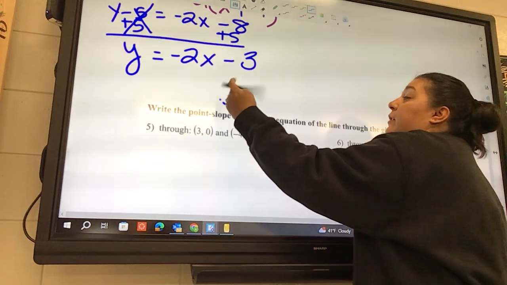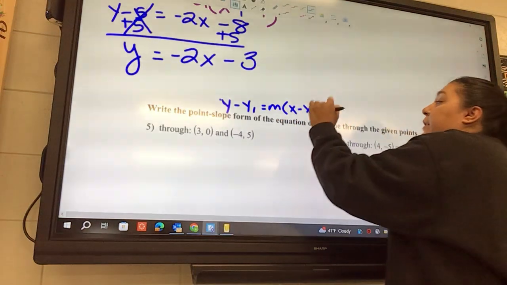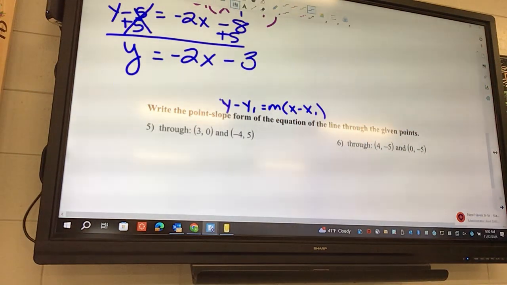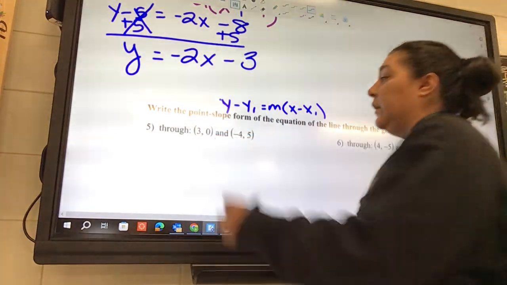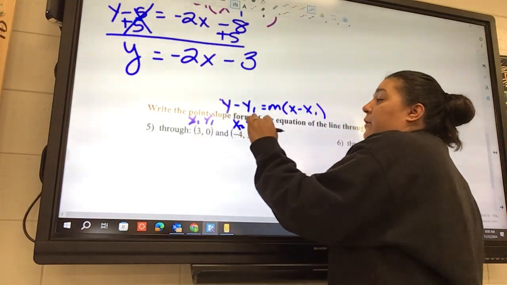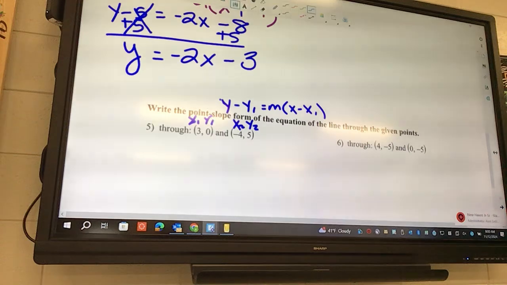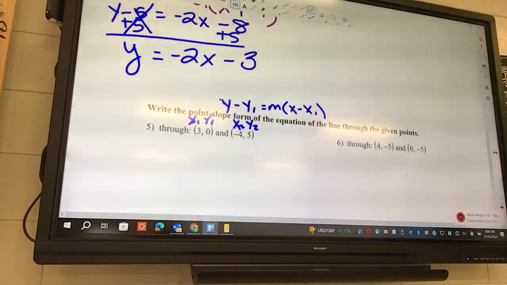So my answer needs to look like, when I'm all said and done, y minus y1 equals m times x minus x1. I want my answer to look like that. Now, look at what they've given us in the problem. How do we label those? How do we label this? X1, Y1. What about this guy? X2, Y2. Which one of these formulas has an X1, Y1, X2, Y2? Formula 1, Formula 2, or Formula 3? Formula 1. Okay, so Formula 1 is the only one that has that. So we're going to go ahead and use that.